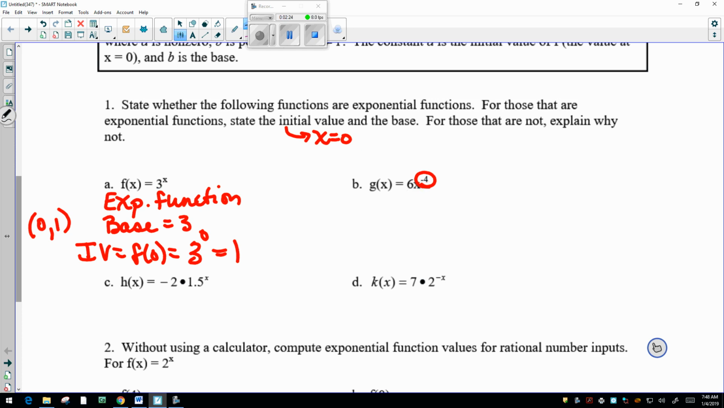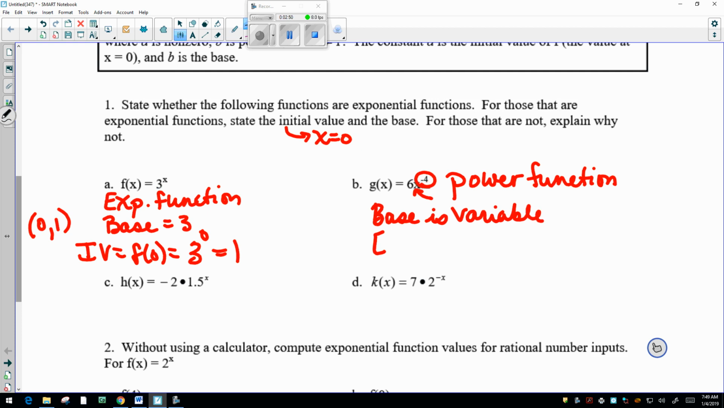Okay. Letter B, if we're looking at this, now I see here I have an exponent that is a number versus a variable. I also see a base being a variable rather than a constant. So for this one, I would have to say, no, this is a power function, not an exponential function. And again, we said the base is a variable, and your exponent is a constant. So those two are opposites.